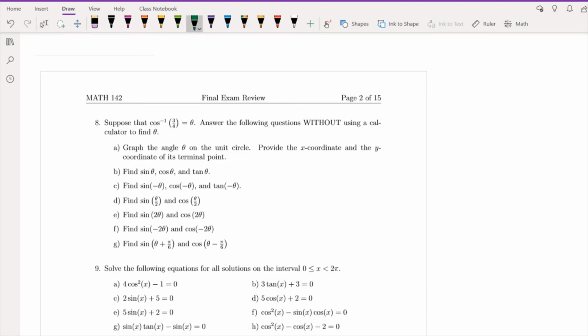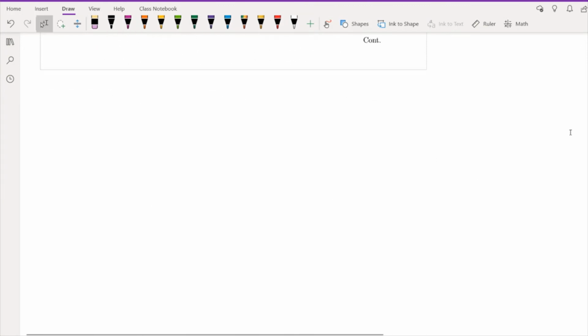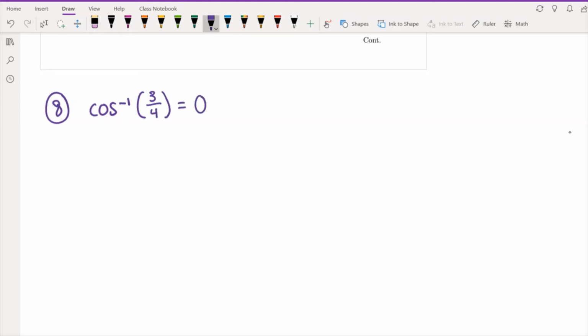Okay, so the question says, suppose that inverse cosine of 3/4 is equal to theta. So the first thing we want to do is graph the angle theta on the unit circle and provide the x coordinate and y coordinate of its terminal point. So let's start by doing that. Number 8 tells us that inverse cosine of 3/4 is equal to theta. And so on part A, we're going to graph something on the unit circle.